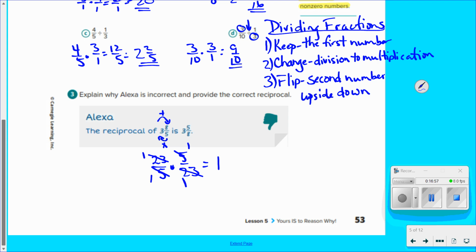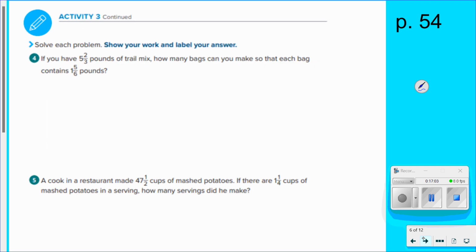How you guys feeling on this? Pretty good? Okay, so let's take a look. We'll give you guys some more practice with word problems. Yay!